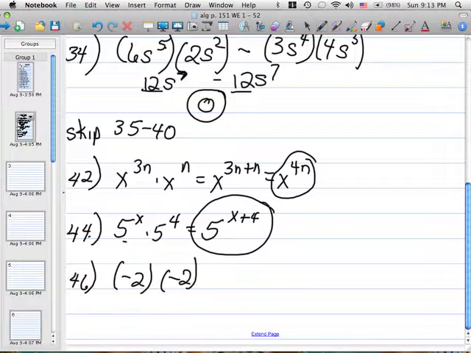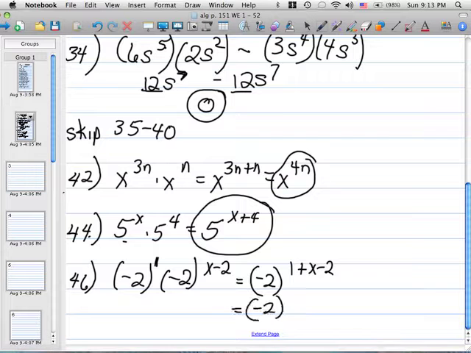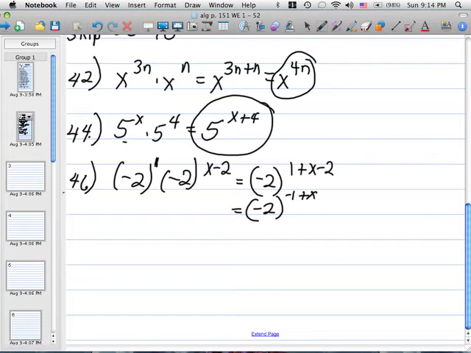46, I have negative 2 times negative 2 to the x minus 2 power. Now this is understood to be a 1 there. So I can add my exponents. It's negative 2 to the 1 plus x minus 2 power, which equals negative 2 to the 1 minus 2 is negative 1 plus x power, or x minus 1 power. Either way is the same.